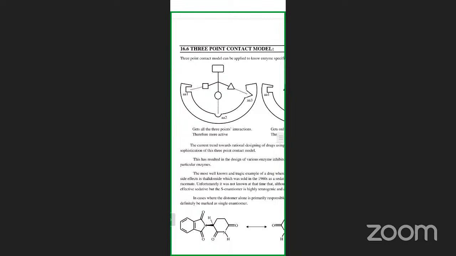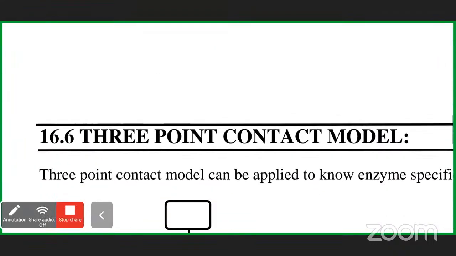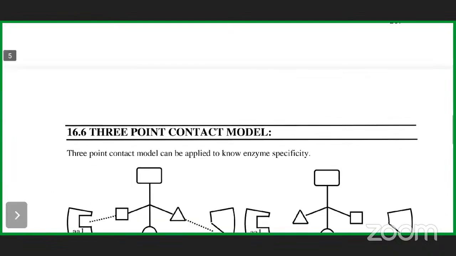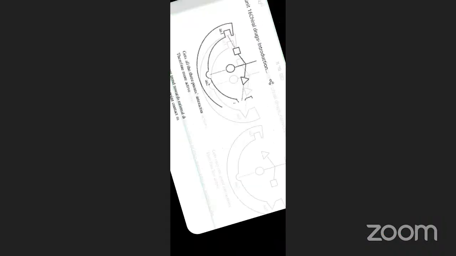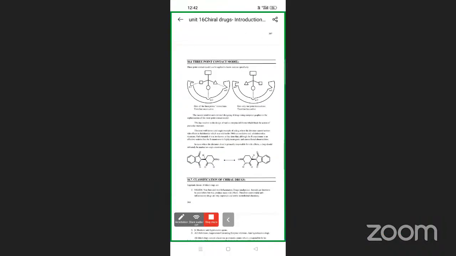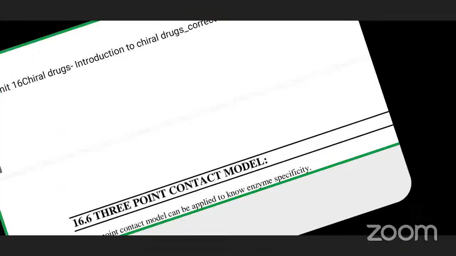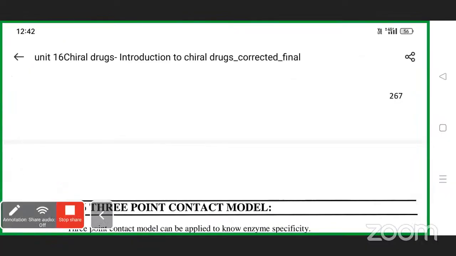Then the contact model, enzyme inhibition. And at the very beginning I told you about the receptor, the enzyme active site here. Receptor, nothing but enzymes, proteins, carbohydrates, all these act as receptors here.